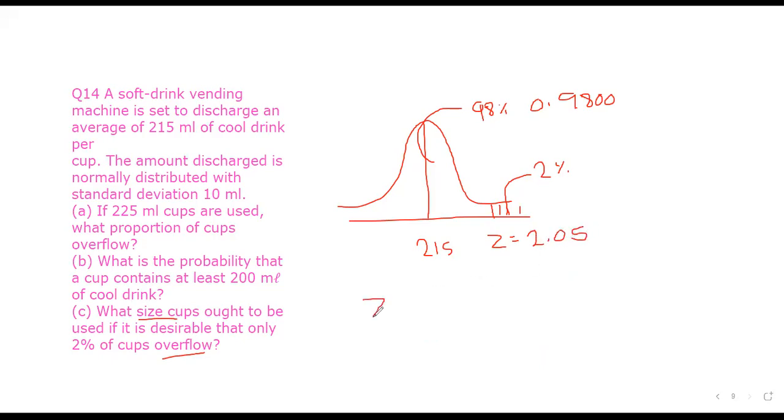So the formula is Z equal to X bar minus mu over standard deviation. So where there is Z, we're going to put what? 2.05. And our X is what we are looking for, yeah? And our mu is 215. Our standard deviation is 10. So you cross multiply and solve for X. What are we doing?